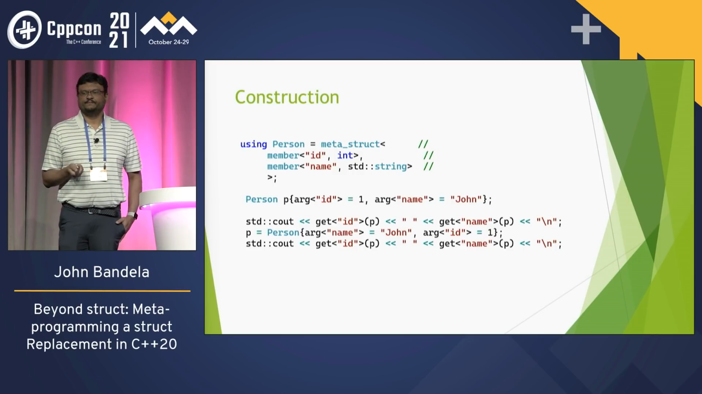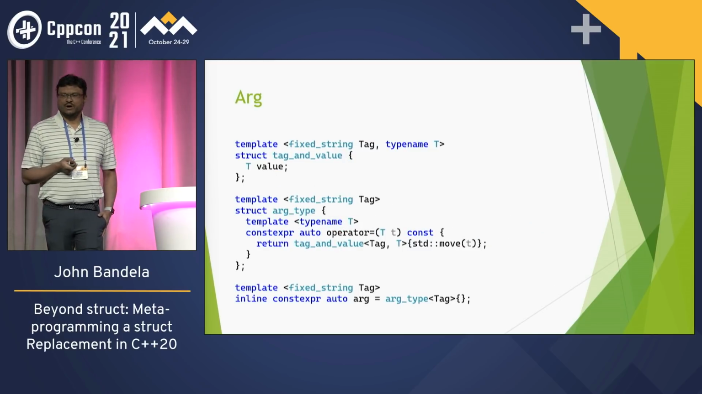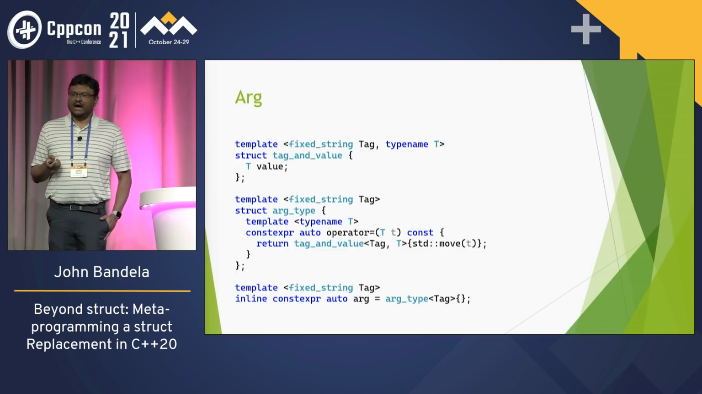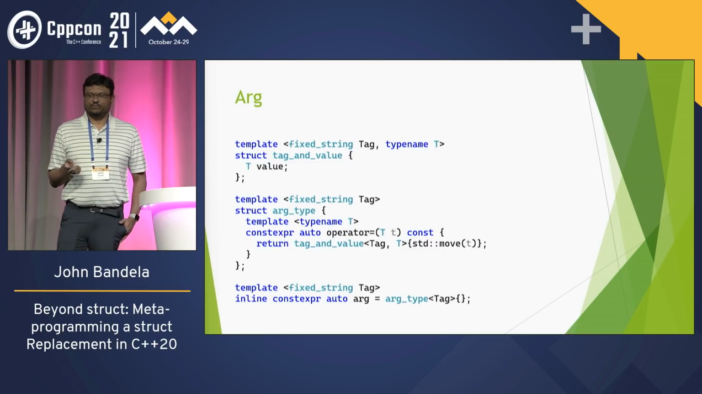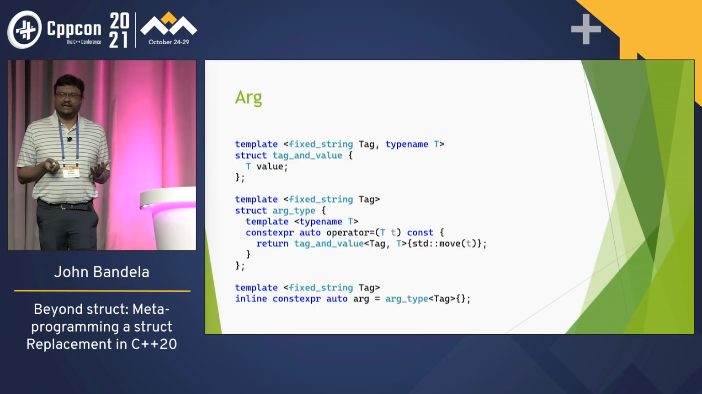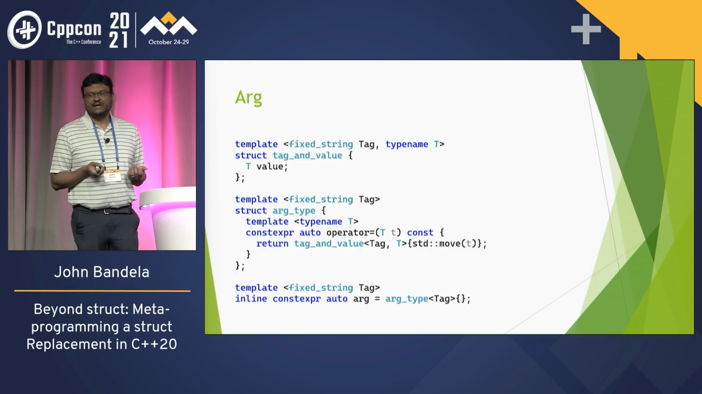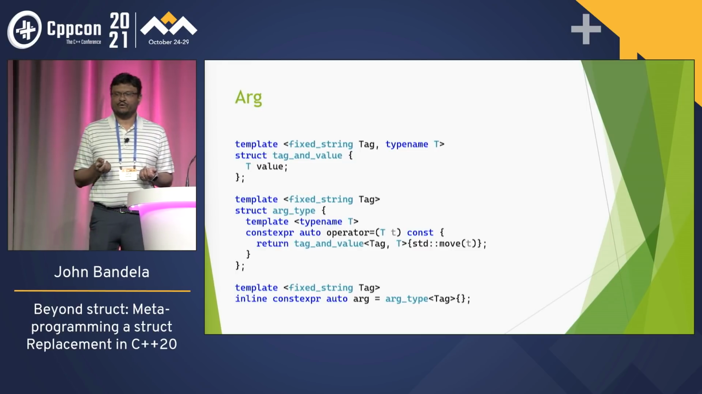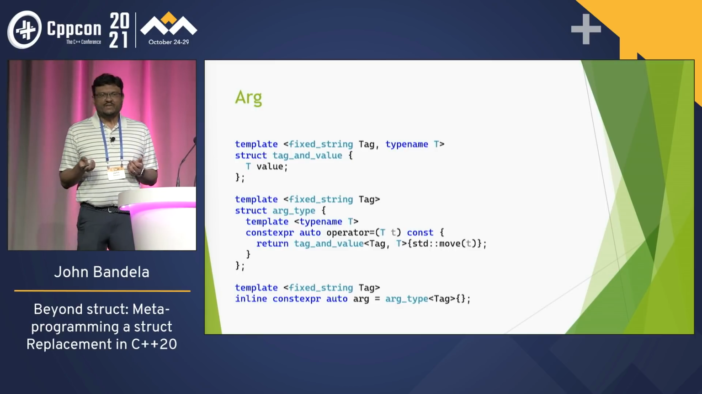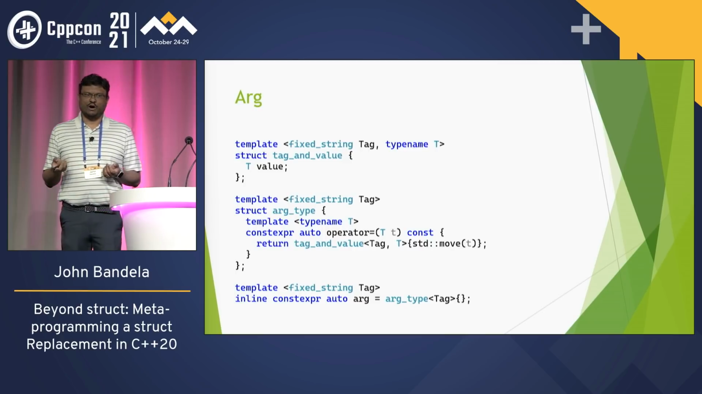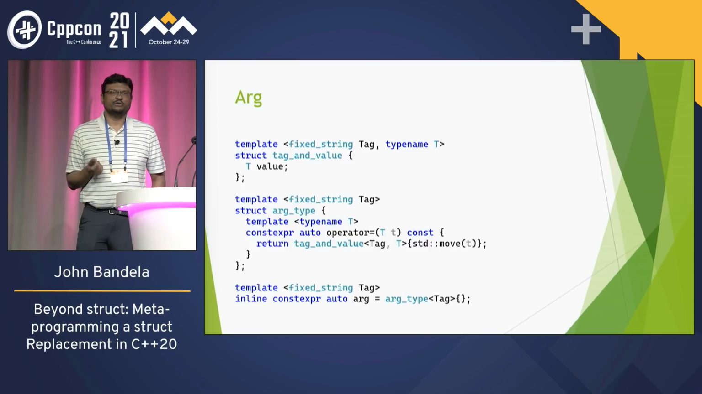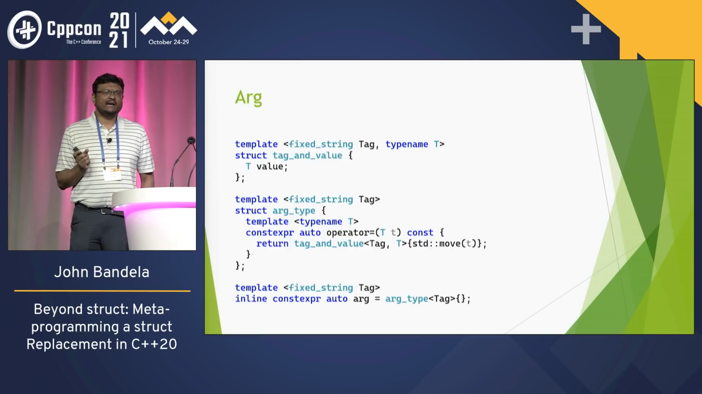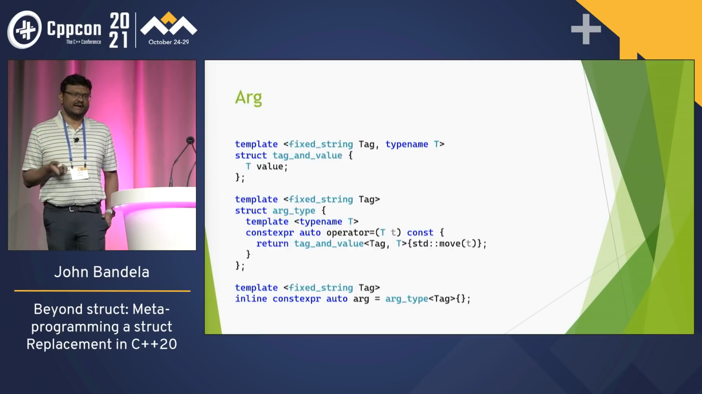How do we do that? All right, so let's define arg. Arg is, I guess, a niebloid. You can see that there. It just has an operator equal, and it constructs and returns a tag and value. And tag and value is just a simple struct that has a tag as the non-type template parameter, and it stores a value. And then we just create a const per arg template variable of that. So when you have that, we have an arg tag, and then we do operator equal, and we can construct a tag and value object.